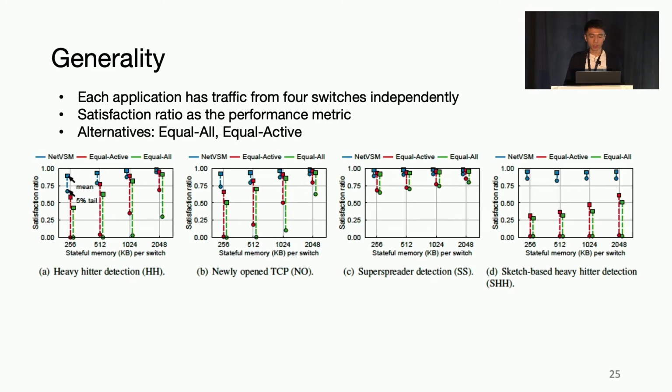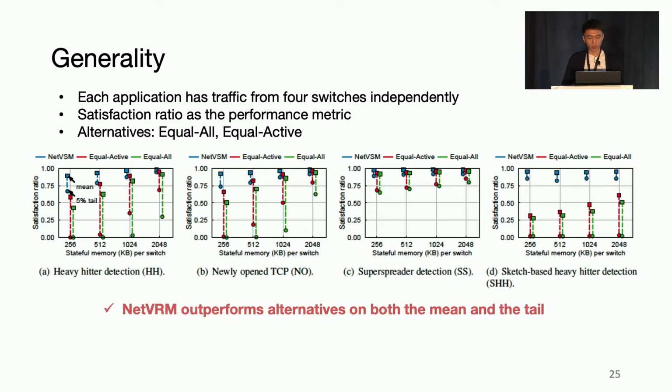In the generality experiment, each application has traffic from 4 switches independently, and we use satisfaction ratio as a performance metric. Satisfaction ratio is defined as the fraction of a network application's lifetime that it meets its utility target. The alternatives are equal all and equal active. Equal all statically assigns an equal amount of memory to all applications, no matter whether they are active or not. Equal active only assigns an equal amount of register memory to active instances.